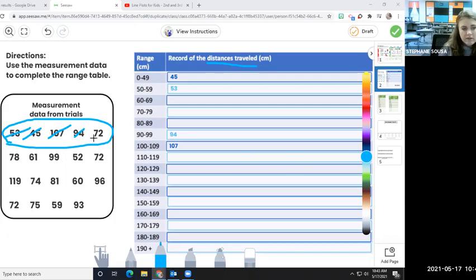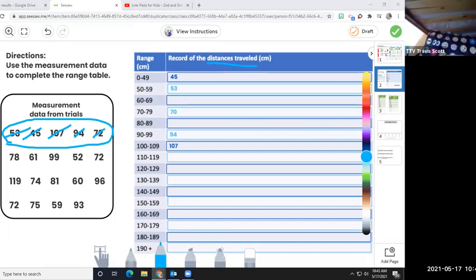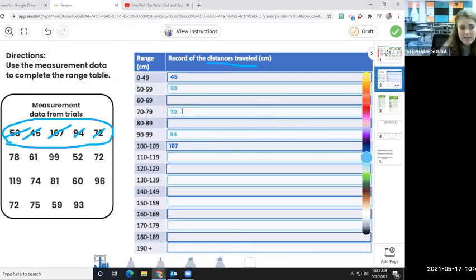Let's take a look at 72. 72 is bigger than 50, 60. It's in the 70 to 79 range. I count 70, 71, 72. So that goes in the 70 to 79 range. So far, 107 is still the winner. Okay, so that's our first row.